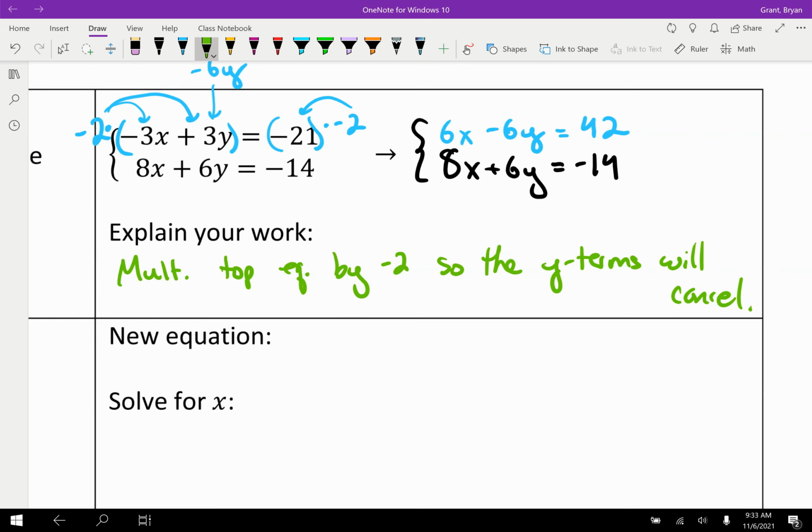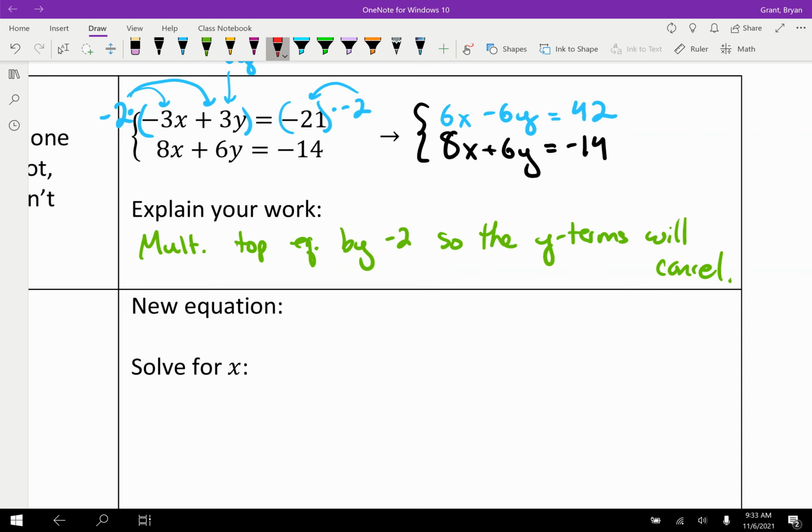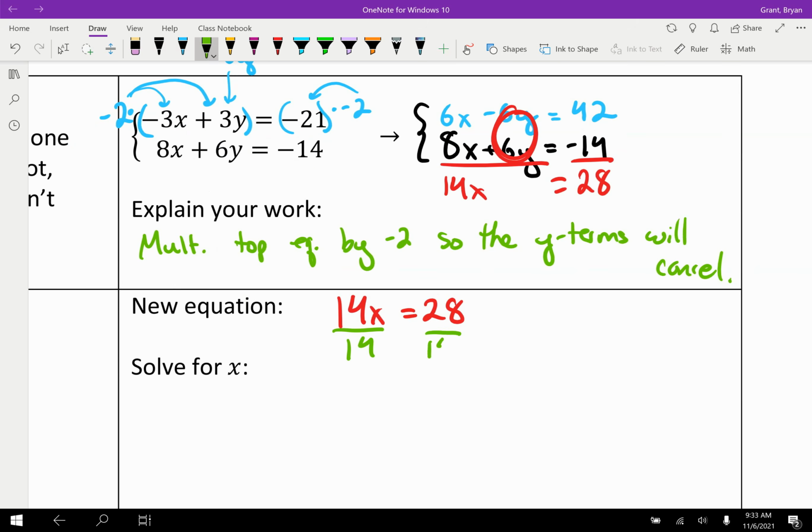Okay, let's finish solving this problem, though. I think you guys can probably tackle this part no problem, right? 6 and 8 makes 14x, -6 and 6 makes 0, 42 minus 14 gets us 28. So the new equation we're trying to solve is 14x equals 28. If we solve for x, we divide by 14 on both sides, and that gives us x equals 2.